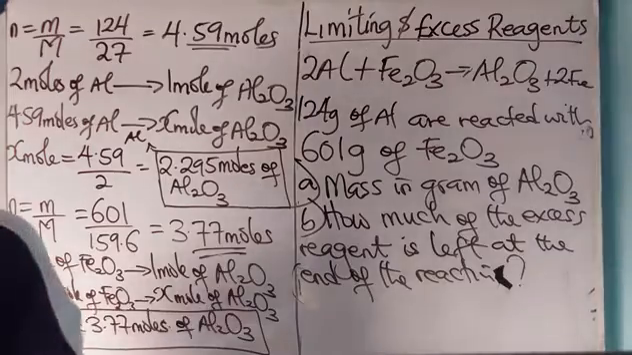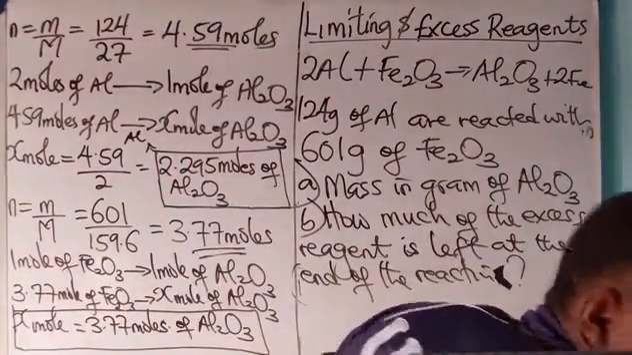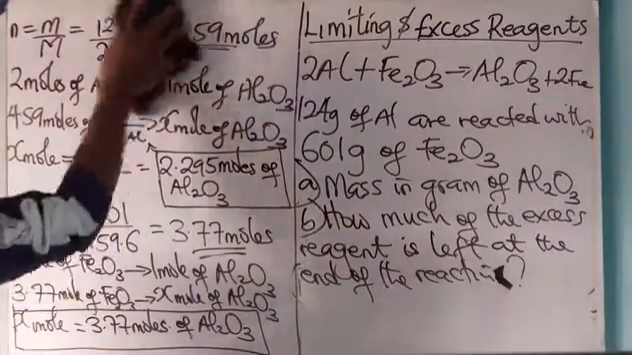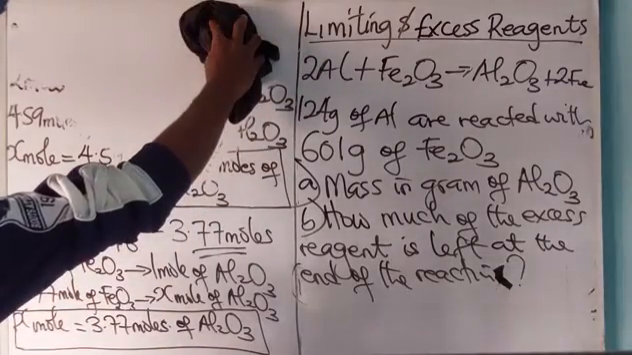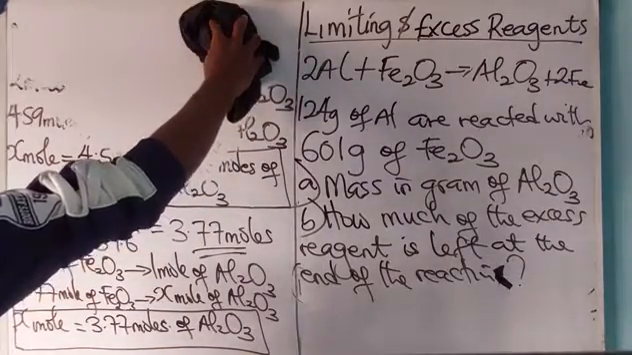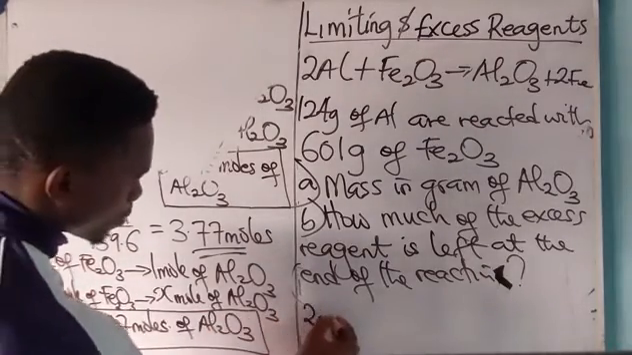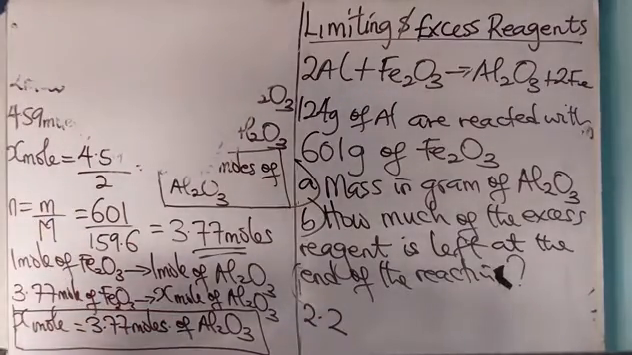Okay, where is the board paper? Sorry. So we'll rub off this first part of it. Oh, the limiting reagent, I've rubbed it off for 2.2, that should be 2.2, okay.